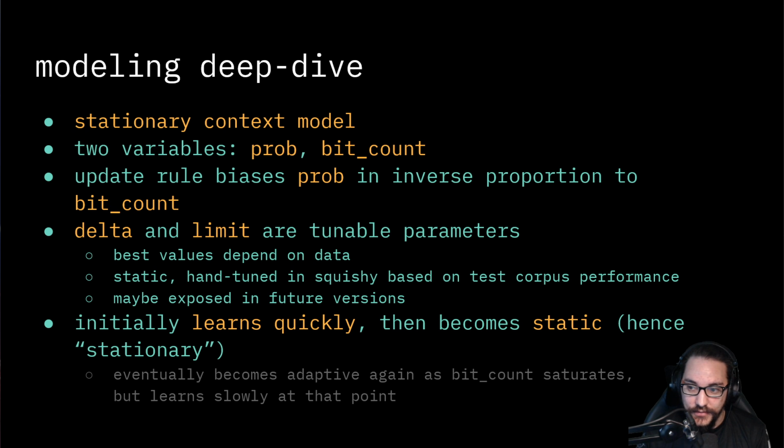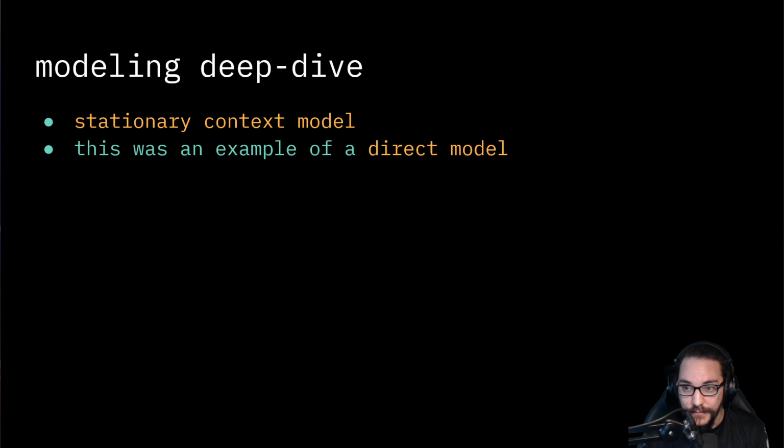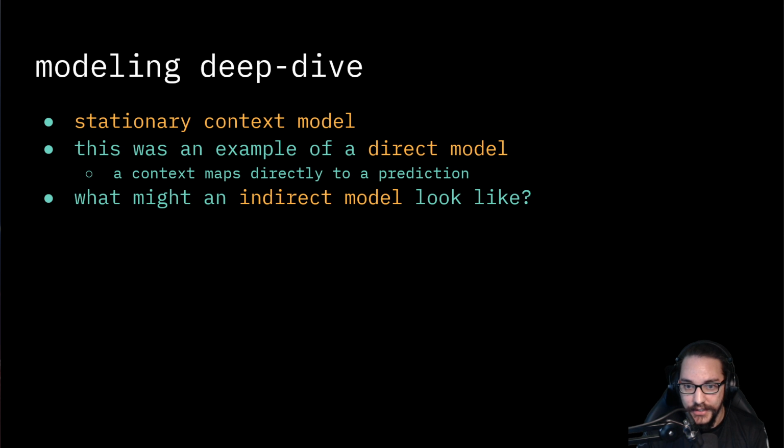But yeah, this initially learns really quickly, and then eventually it becomes kind of static. And eventually it'll kind of wiggle around a bit, but very slowly. And these are actually really good on, for example, text. This is also an example of what we call a direct model, which will output a probability directly. And so a context maps directly to a prediction.